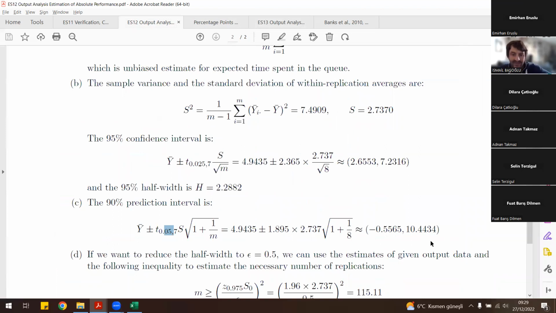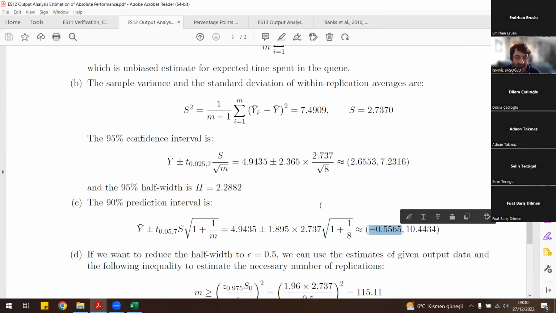I mean, you say that the daily average waiting time in the queue is predicted, with a 95% confidence level, to be between a negative value and a positive value here. I mean, we know that the average waiting time can never be negative, okay? So this lower bound here does not make any sense. We definitely know that the theoretical lower bound is 0 because no waiting time can be less than 0.